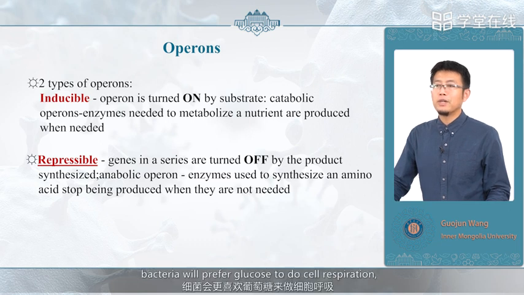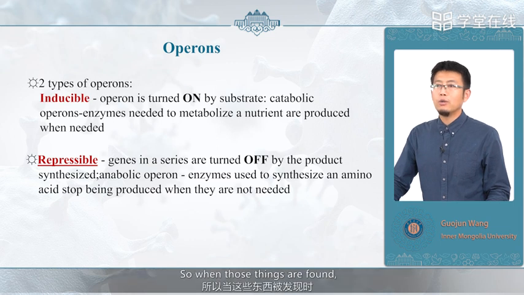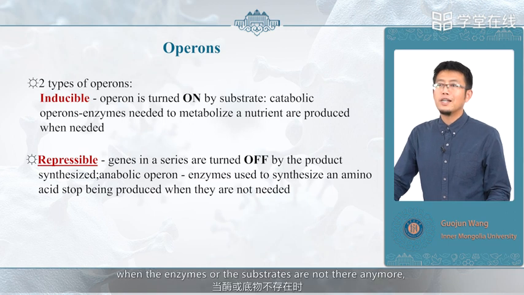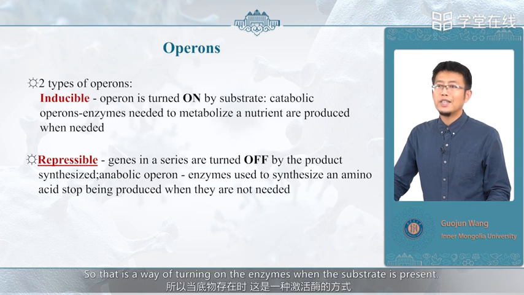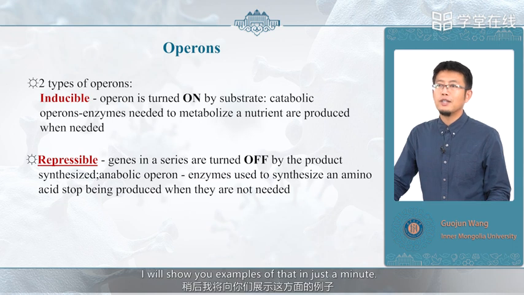Most of the time, bacteria will prefer glucose to do cell respiration, but they can also use lactose and other carbohydrates when found. So when those things are found, they can turn on the machinery. Then, when the substrates are not there anymore, they can shut the enzymes off. So that is a way of turning on the enzymes when the substrate is present, then turning them off again when the substrate is not there anymore. So that is an inducible operon. I'll show you examples of that in just a minute.